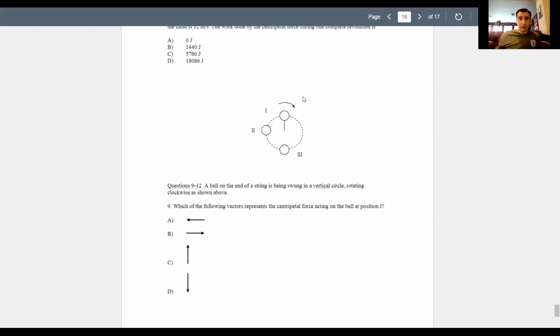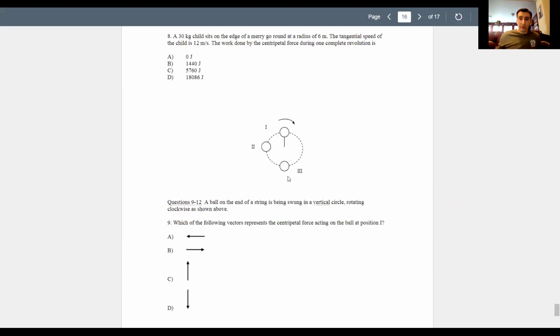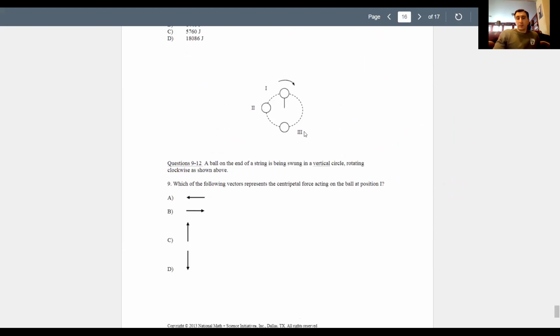Number 9. So you need this picture. So just remember 1 is up there, 2 and 3. It says a ball at the end of the string is being swung in a vertical circle rotating clockwise as shown above. Which of the following vectors represent the centripetal force acting on the ball at position 1?